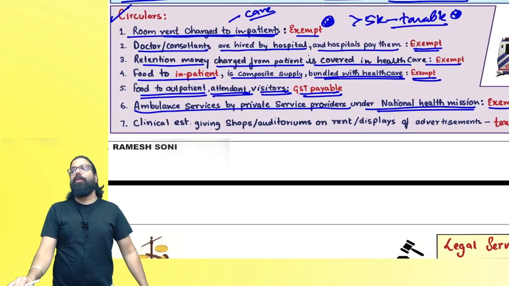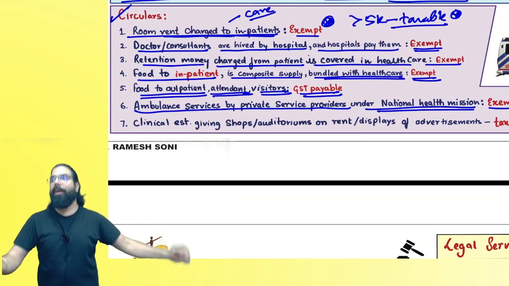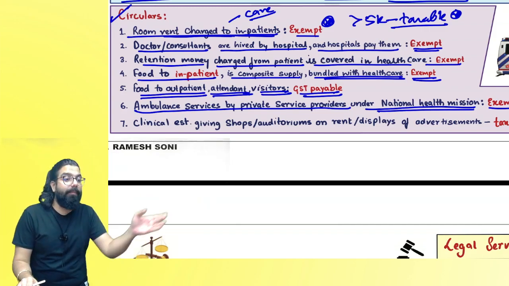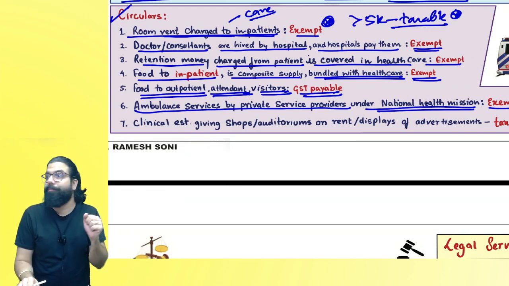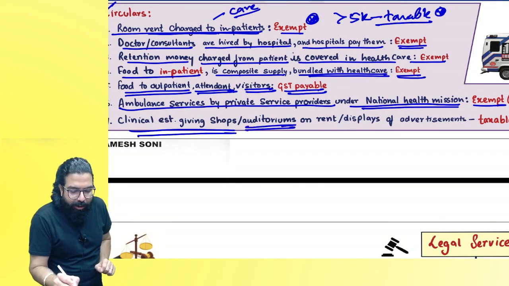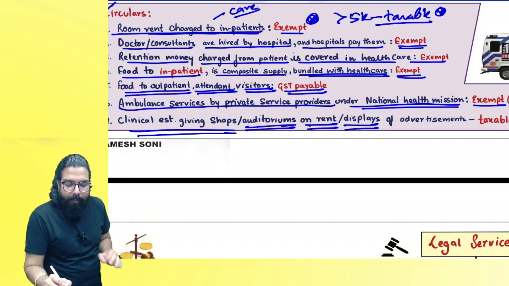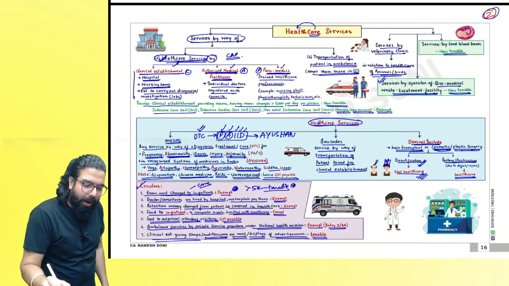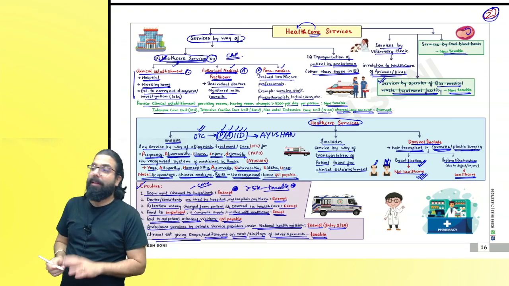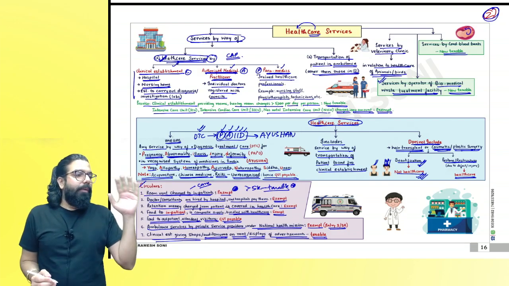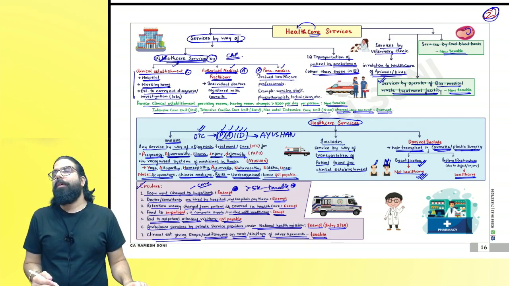Everyone over here now. You know, hospitals, you will see big boards are there. Advertisement. TV advertisement is there. Baba, hospitals go ahead and give their shops on rent to people. All these are always taxable. A clinical establishment giving shops or auditorium on rent, or display of advertisement, is always taxable. In my opinion, 1-2 mark question should come from this chart. Please, please, please see this chart properly and go. Can I go ahead, everyone? We are done with your healthcare services.